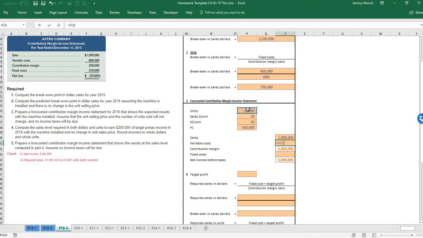Now our variable cost, units times our per unit variable cost, times the 20. So now we have 400,000 of variable cost. Okay, that makes sense because it was 800,000. We reduced it by 50%, so we have 400,000, and our fixed costs have gone up to 450, which means, hey, if we go ahead and get this new machine, we'll actually have $150,000 in net income instead of a loss of 50, so a $200,000 turnaround.